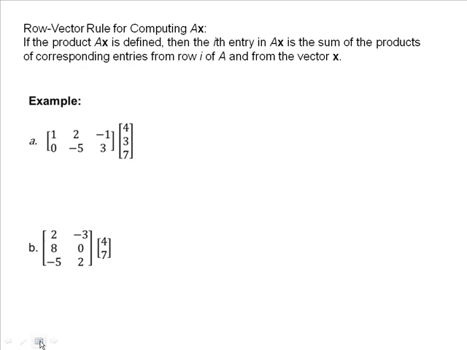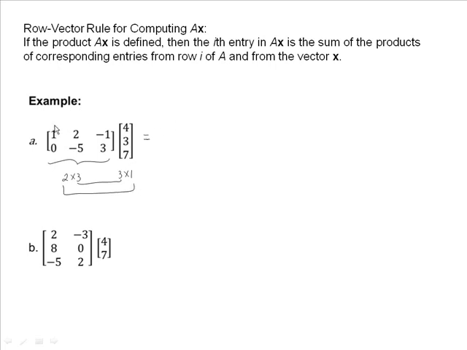So we have a row vector rule for computing AX. If the product AX is defined, then the ith entry in AX is the sum of the products of corresponding entries from row i of A and from the vector X. So we'll first look to see if it's defined, and you remember what I talked about earlier. We'll look at the dimensions. My matrix here is a 2x3, and my vector here is a 3x1. So since the inner dimensions match, we know that we're allowed to do it, and that our answer then is going to be a 2x1.